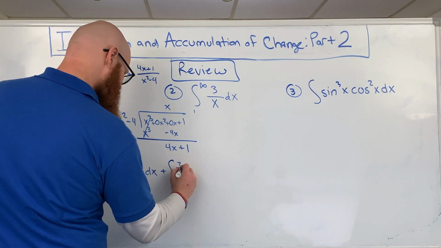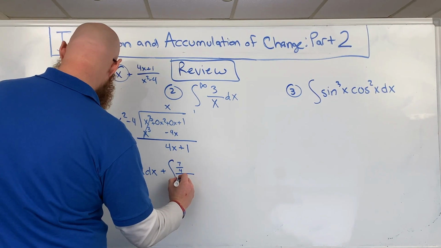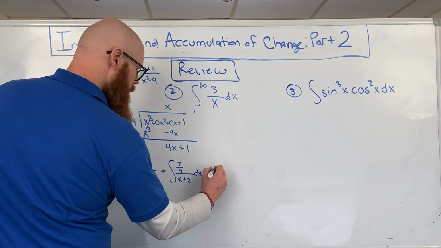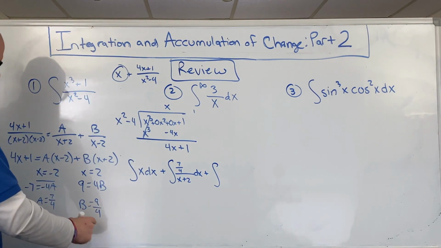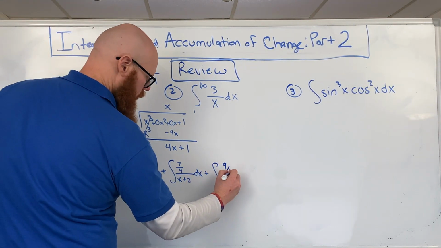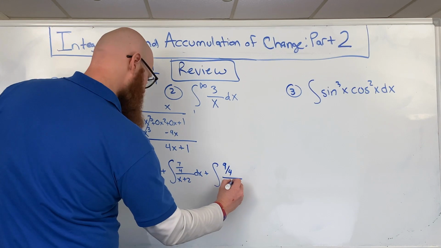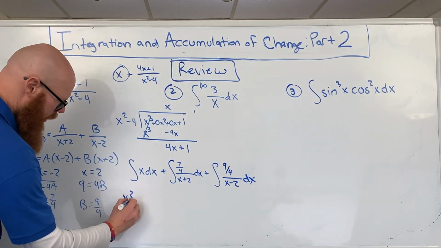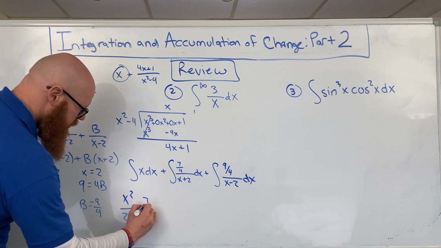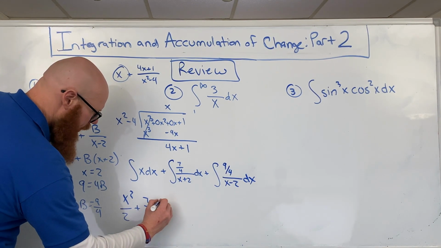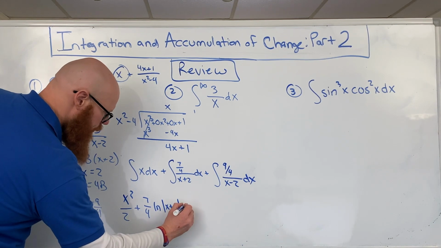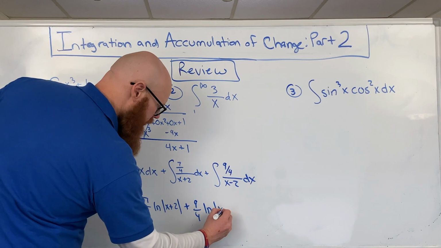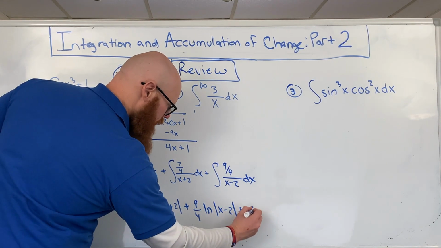So finally, I have the integral of x dx, that's this part, plus the integral of 7/4 over (x plus 2) dx, plus the integral of 9/4 over (x minus 2) dx. And finally, this is x squared over 2 plus 7/4 ln|x plus 2| plus 9/4 ln|x minus 2| plus C.